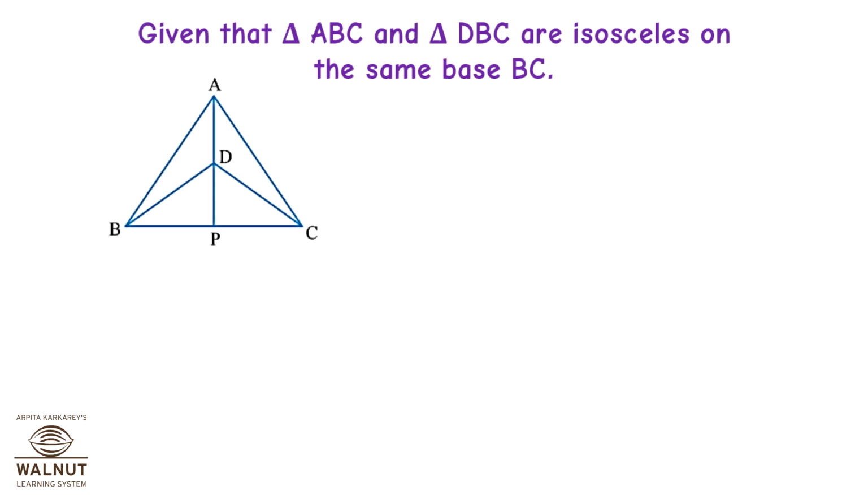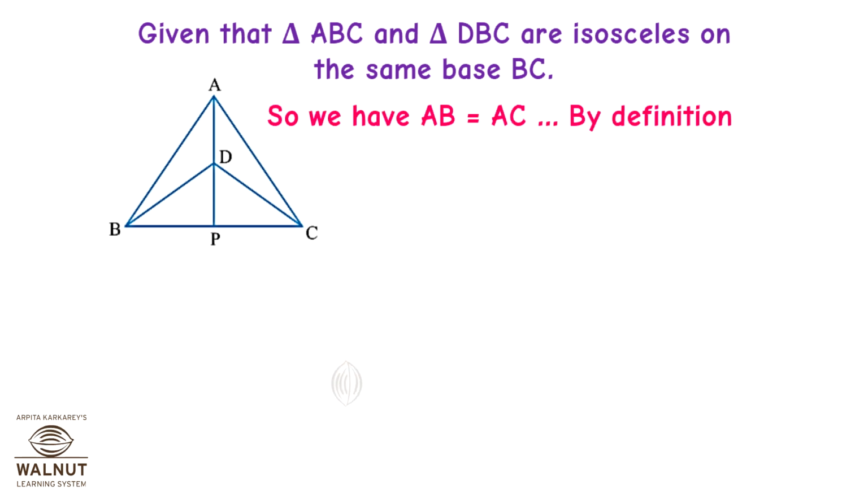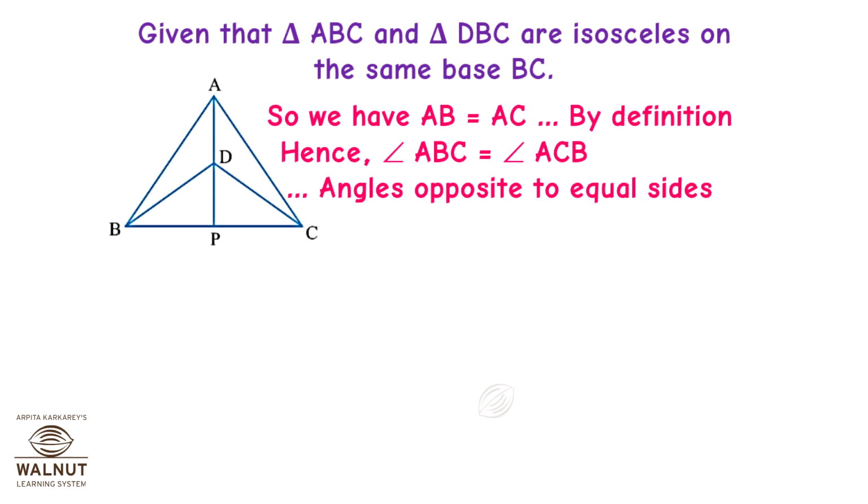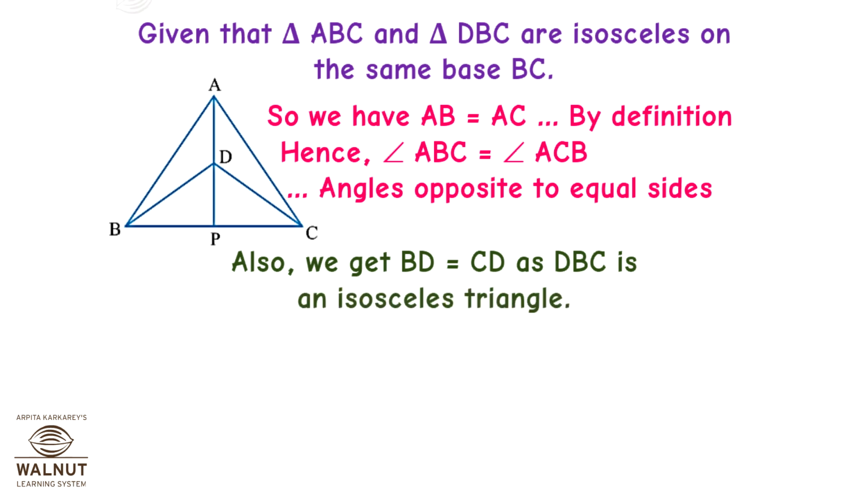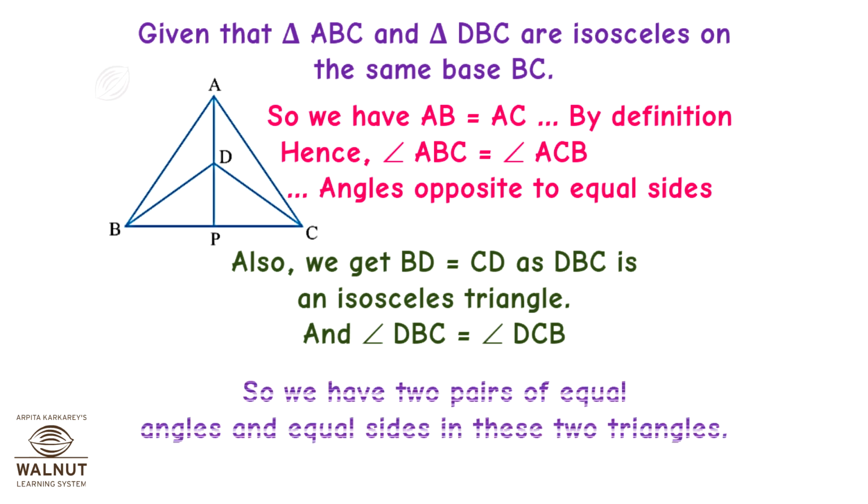Given that triangle ABC and triangle DBC are isosceles on the same base BC. So we have AB is equal to AC by definition. Hence, angle ABC is equal to angle ACB. Angles opposite to equal sides. Also, we get BD is equal to CD as DBC is an isosceles triangle. And angle DBC is equal to angle DCB. So, we have 2 pairs of equal angles and equal sides in these 2 triangles.